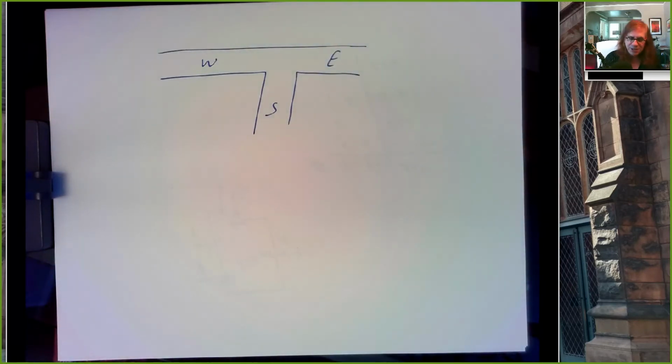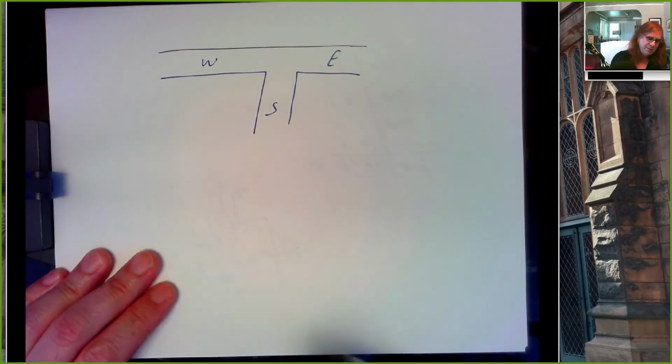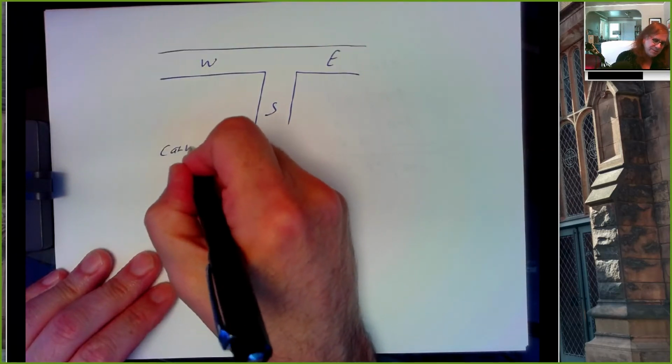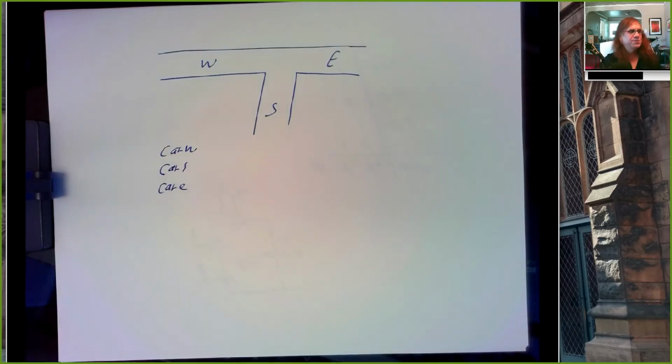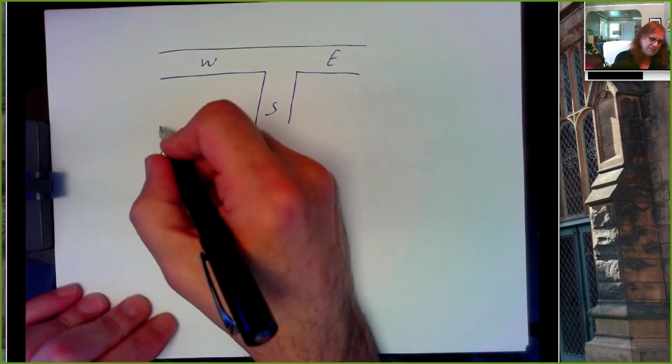So you have 3 car sensors. Let me call it car west, car south, and car east. So those are the sensors.